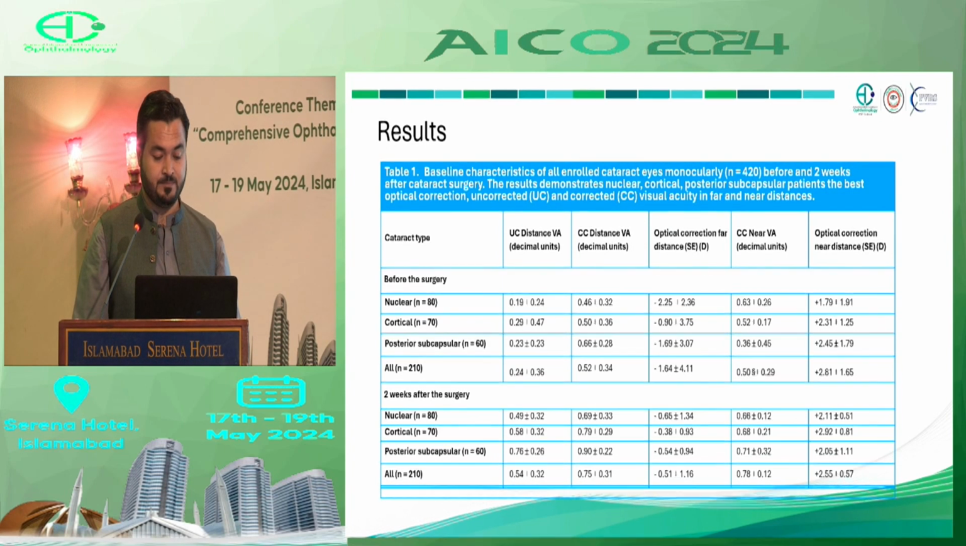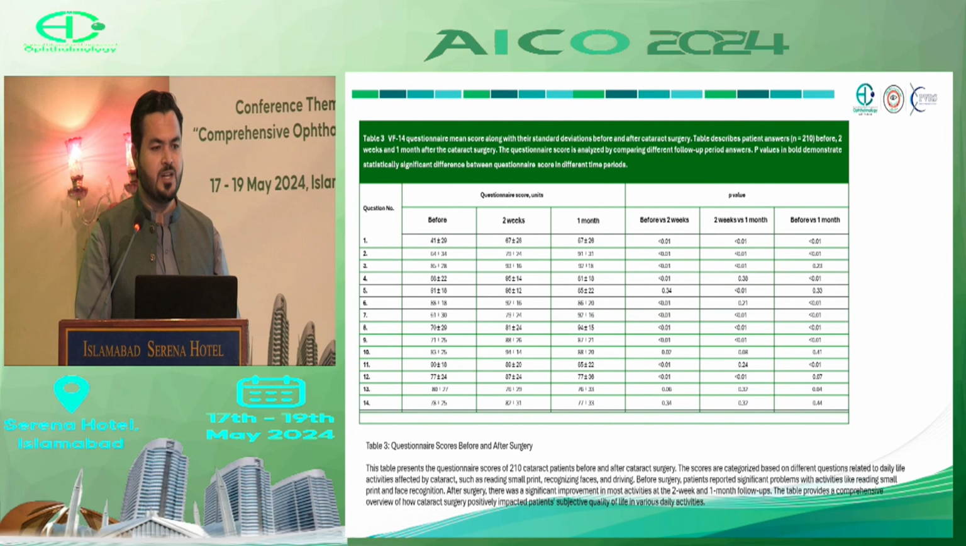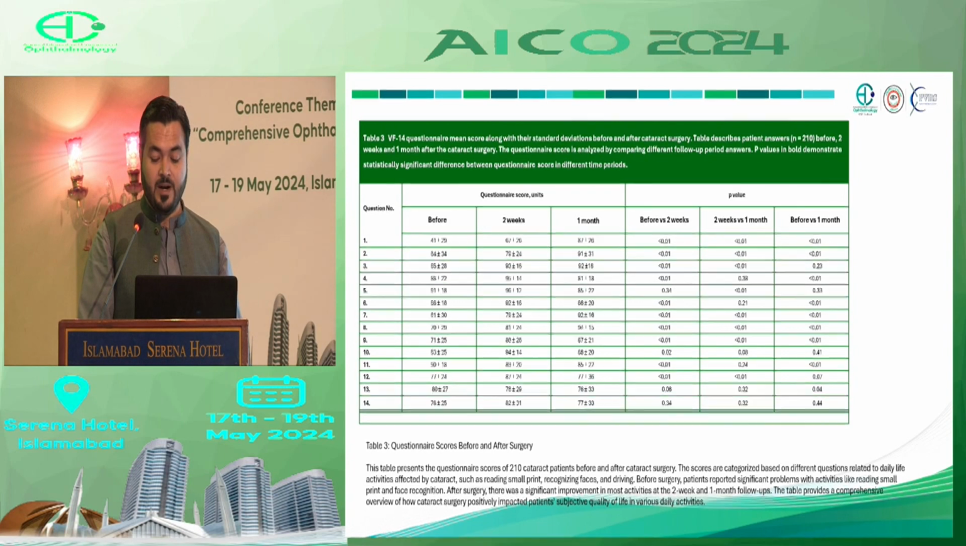This table presents the questionnaire scores of 10 cataract patients before and after cataract surgery. The scores are categorized based on different questions related to daily life activities affected by cataract, such as reading small print, recognizing faces, and driving. Before surgery, patients reported significant problems with activities like reading small print and face recognition. After surgery, there was a significant improvement in most activities at the 2-week and 1-month follow-ups. The table provides a comprehensive overview of how cataract surgery positively impacted patients' subjective quality of life in various daily activities.